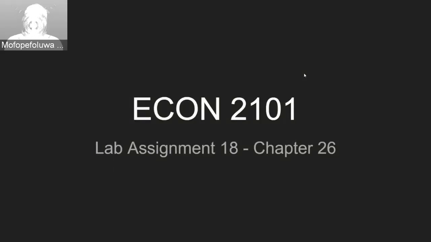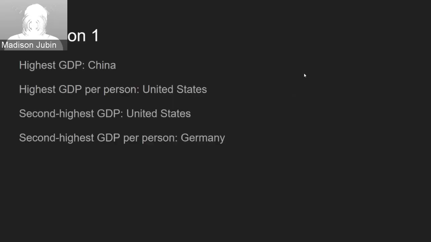Welcome to Lab 18, question 1. The highest GDP according to Table 26.1 is China. The highest GDP per person is the United States. The second highest GDP is the United States. And the second highest GDP per person is Germany.